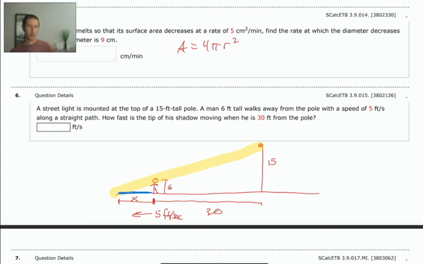And then you have this total distance away from your light pole. 30 plus x is the total distance of the tip of the shadow away from your light pole. And the height of the light pole is 15. So you have a horizontal distance of x and a horizontal distance of x plus 30. You have a height of 6 and you have a height of 15. Maybe some kind of a proportion would be a good idea to set up.